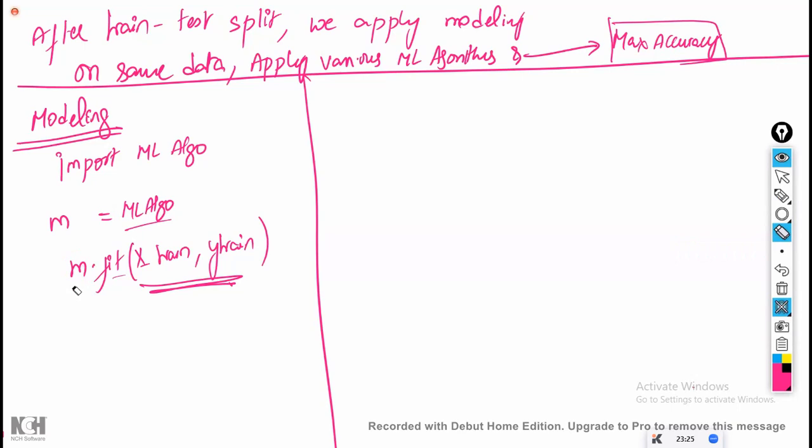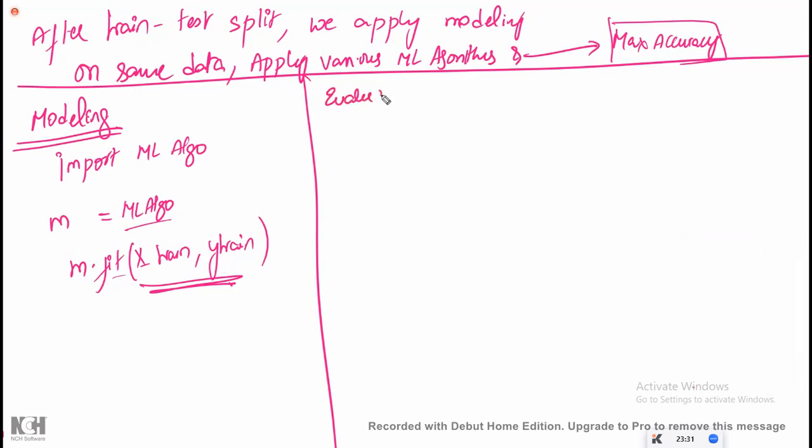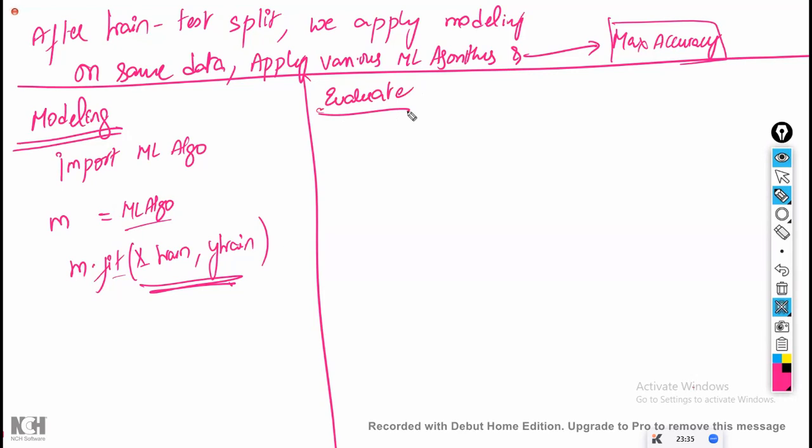Now I want to evaluate my model. Next one is evaluation. I want to evaluate my model, whether my model is a good one or a bad one. For everything, it is the same. For regression algorithms, we are going to calculate the RMSE.